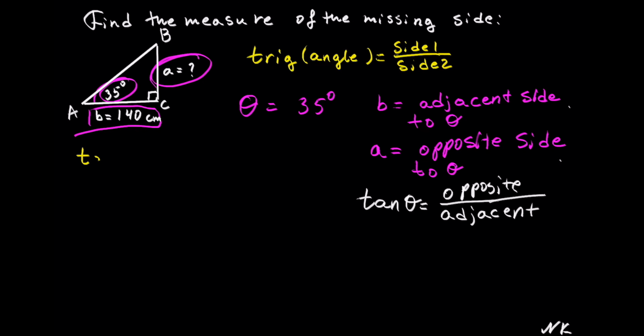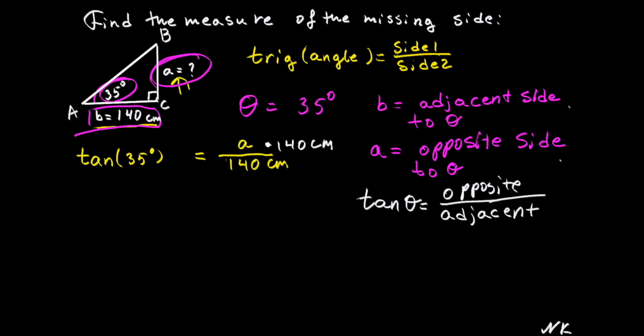We are given tangent of 35 degrees is equal to the ratio of the opposite side. We don't know what the opposite side measures, so we're going to leave A as is, divided by the measure of the adjacent side, and we know that B measures 140 centimeters. Once we have the setup, we just have one unknown and we need to solve for A. A is being divided by 140 centimeters. The opposite would be to multiply by 140 centimeters.